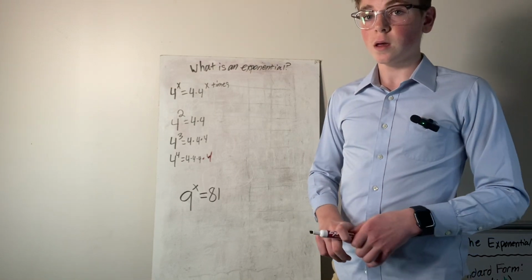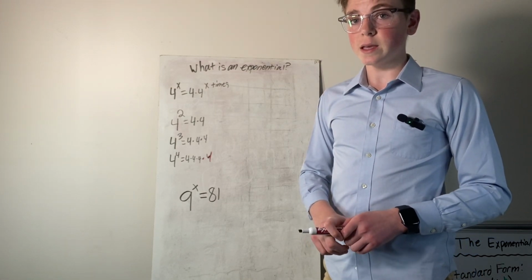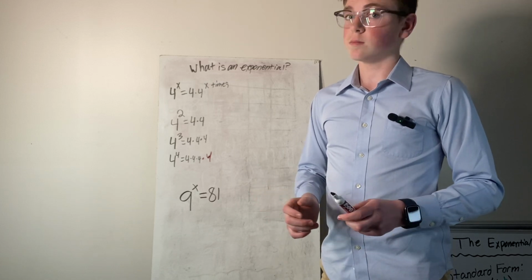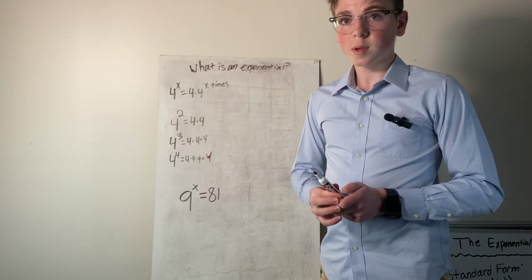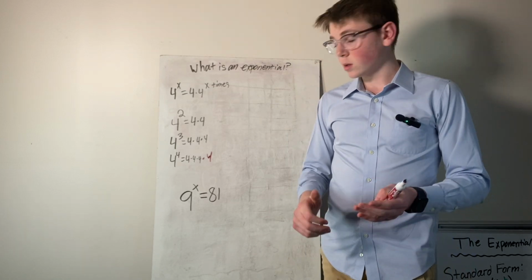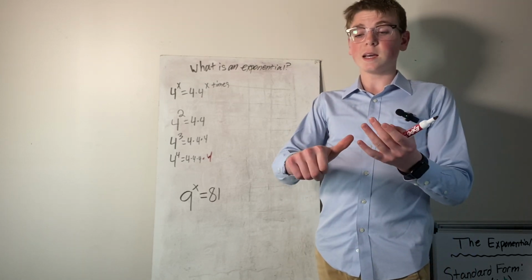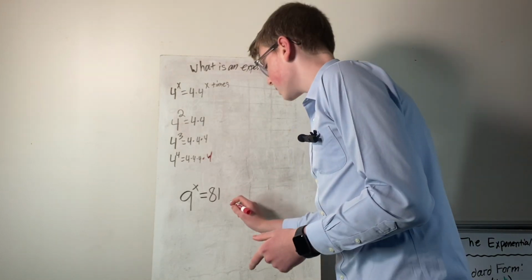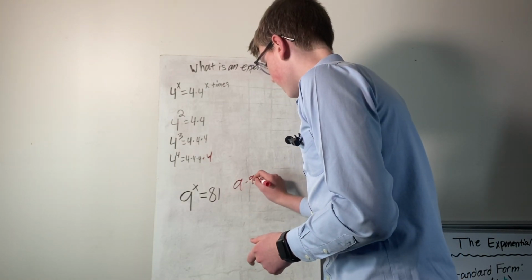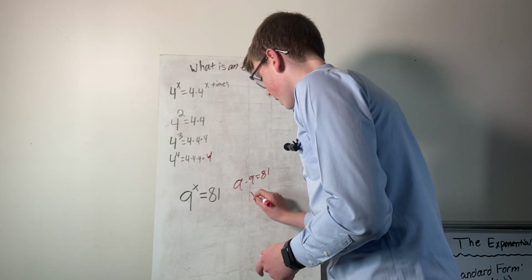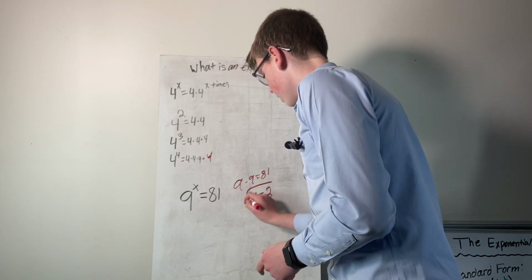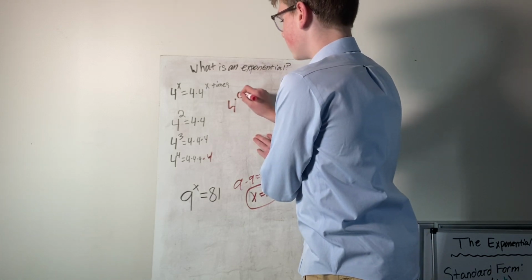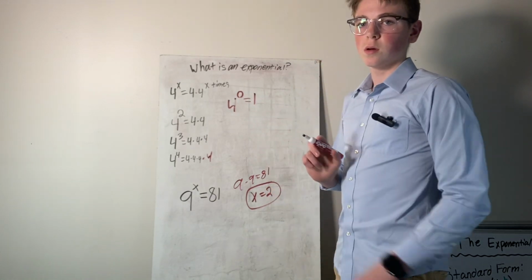So if we were solving and it said 9 to the x equals 81, 9 to what power equals 81? Well, just think, this is probably a whole number because it's an exponential. So 9, then 9 times 9 is 81. Oh, well, 9 times itself twice is 81. So x equals 2. Another thing to note is that any base to the 0th power equals 1.